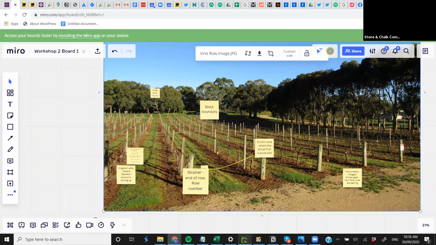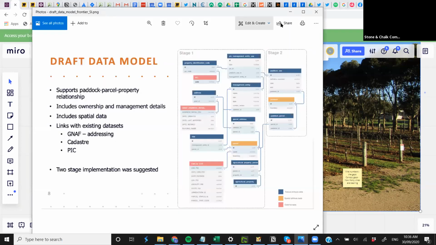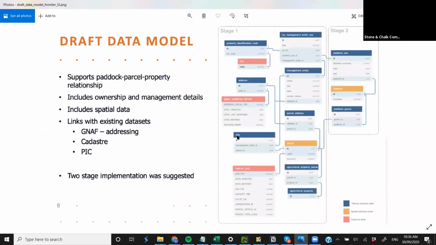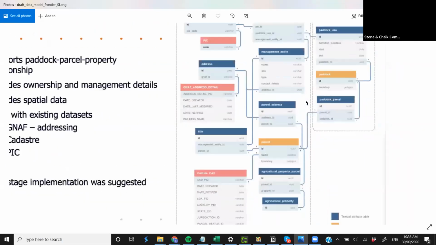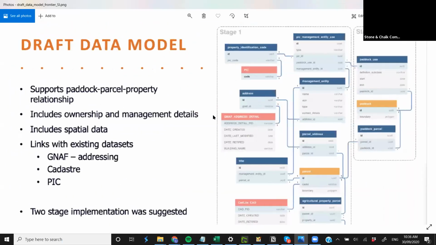Okay, I'll just pull up this image, which we will come back to, but I thought this was a good one from Lachlan's presentation, where this gives you that schema of hierarchy, and we'll do a bit of that shortly. Where a property identification code, and then the address information. So this is where you go from high level.